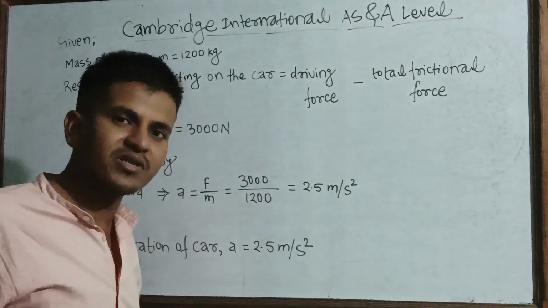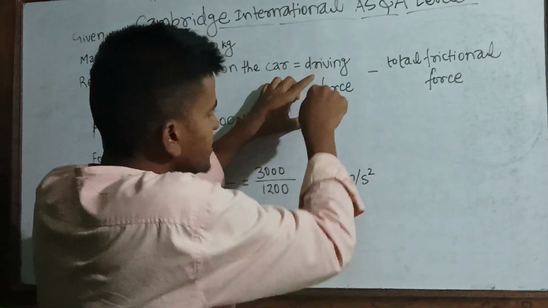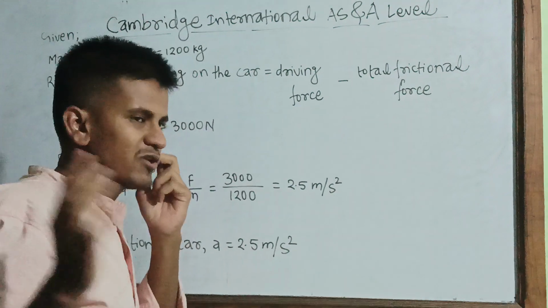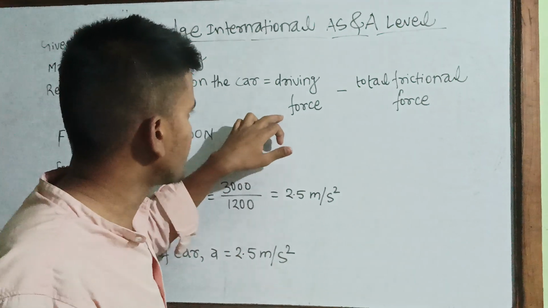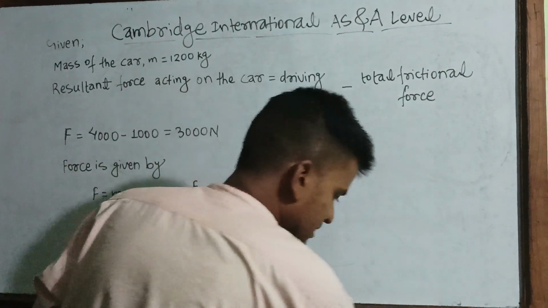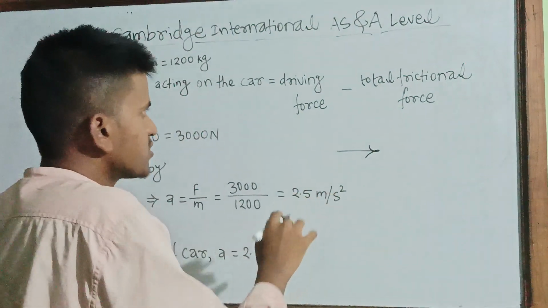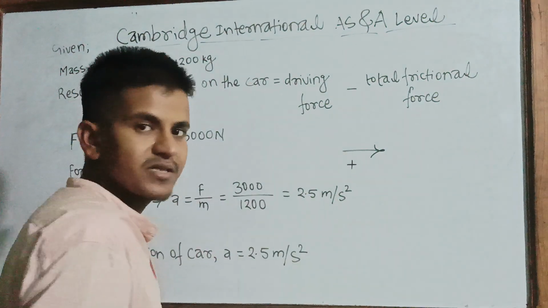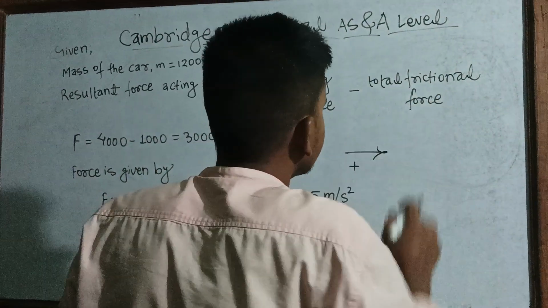To calculate the resultant force, there is a driving force. When you reverse the video, you will see from the figure that the driving force is in this direction. So suppose this is the positive direction. Now minus the total frictional force.